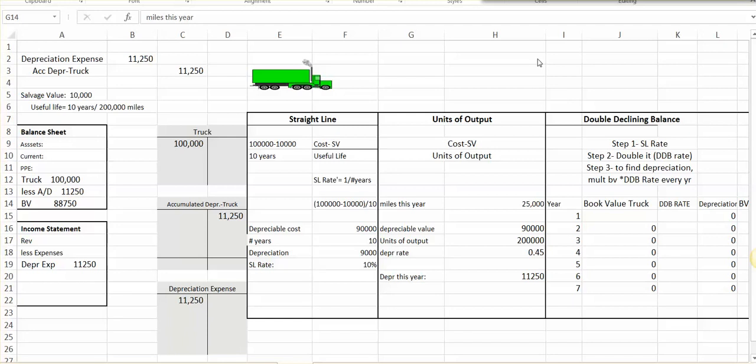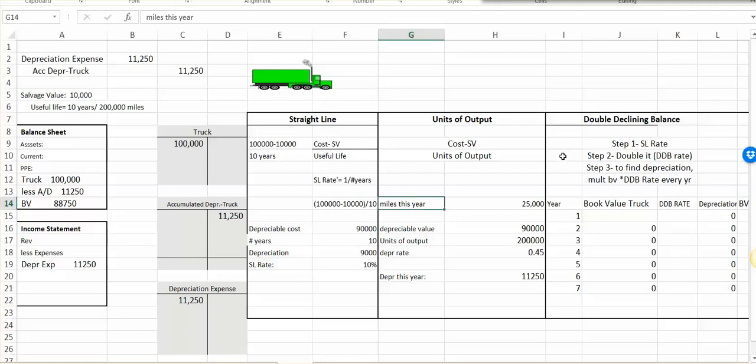The last method of calculating depreciation is called the double declining balance method. The first step is to find your straight line rate, which you already know how to do. It's going to be 1 divided by number of years. Step number 2 is to double that rate. Step number 3 is you're going to multiply the book value of the asset times the doubled rate, DDB, double declining balance rate, for every year.